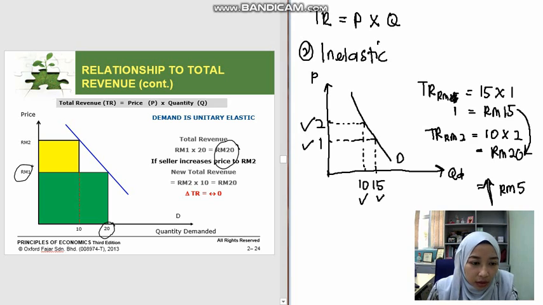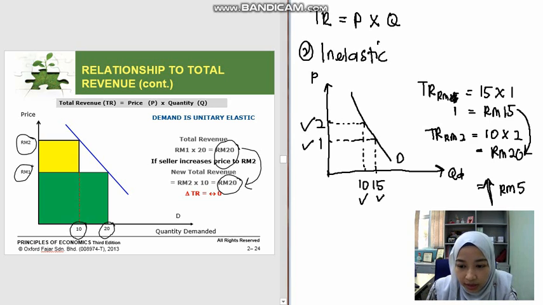But when you increase the price of your product from 1 ringgit to 2 ringgit, the quantity demanded will be 10. So when you multiply 2 with 10, you still get total revenue of 20. So the revenue is the same. There is no change in the total revenue. So it is safe to say here that you can actually increase your price, but it will not give impact on your total revenue. That is for unitary elastic demand.